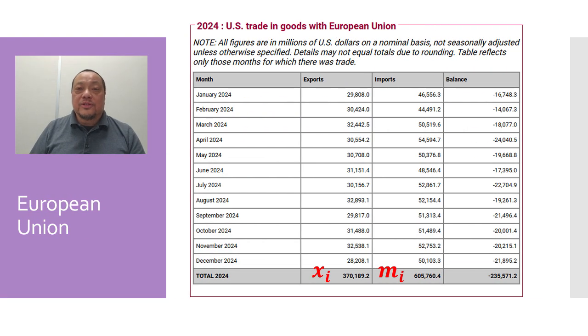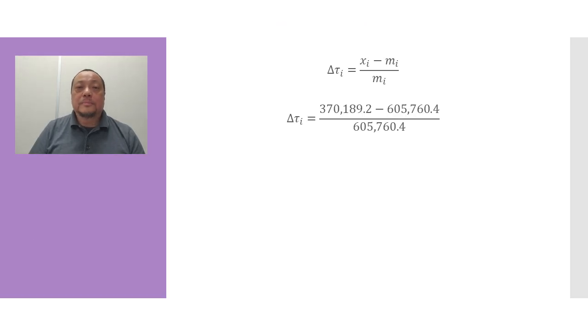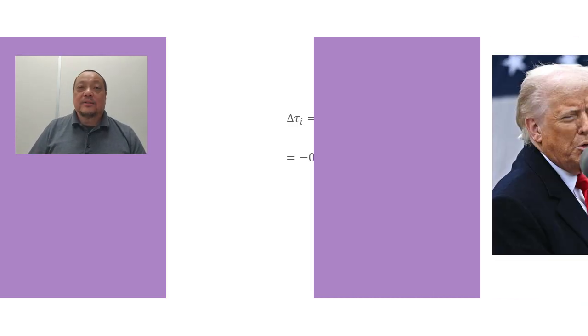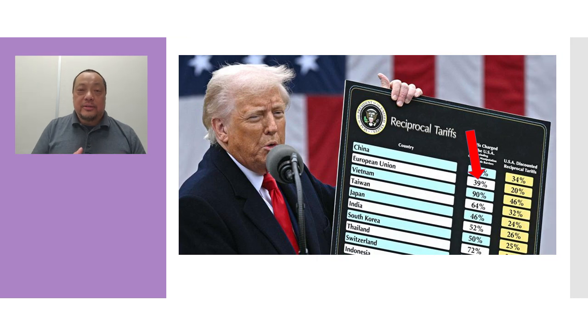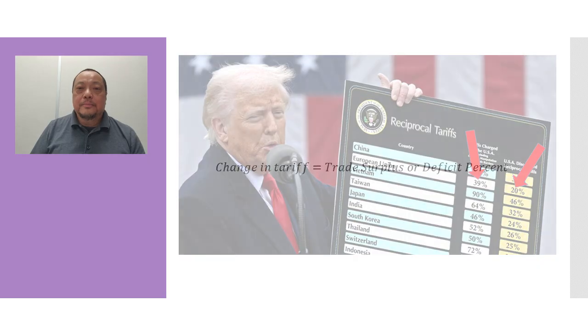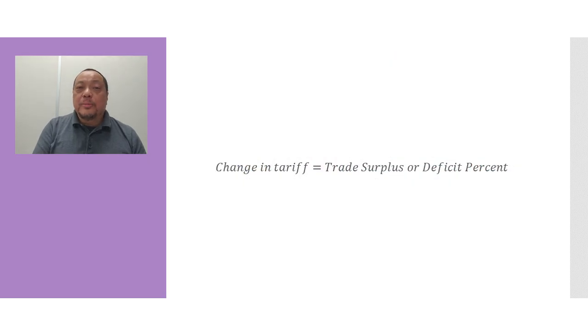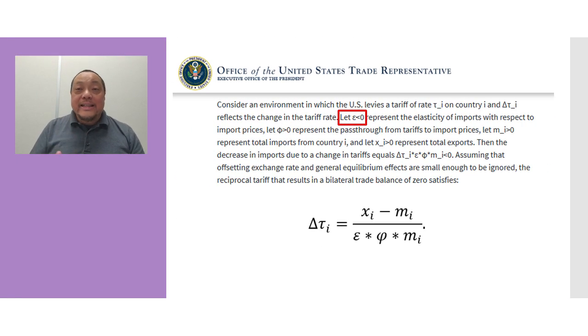Here's the information from the Census Bureau. Plug the numbers into the formula. Equals, rounded, negative 39%, or a 39% deficit. That's the number on the chart. And then at 50% off, half of 39% is 19.5, which rounds to 20%. That's all there is to the formula. It looks like a lot of math, but at the end of the day, it's just equal to the trade deficit percent. Now, there's a little detail I want to mention.